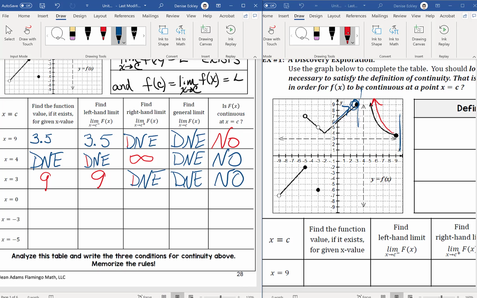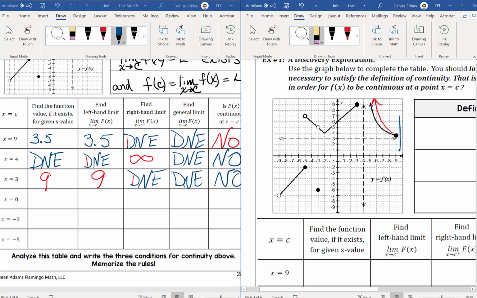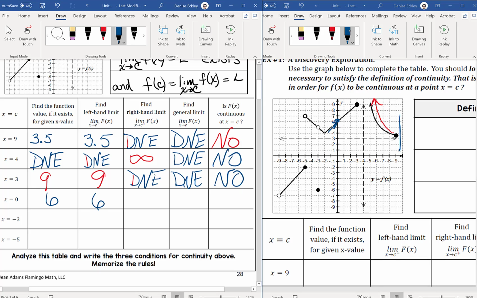Okay, at 0, let me erase this a little bit. At 0, let me use my blue pen. That's weirding me out, going blue, red like that. So at x equals 0, we have this point that's at 6. The limit from the left is 6. The limit from the right is 6. So the general limit is 6. And since the limit and the value equal each other, we finally have a yes.